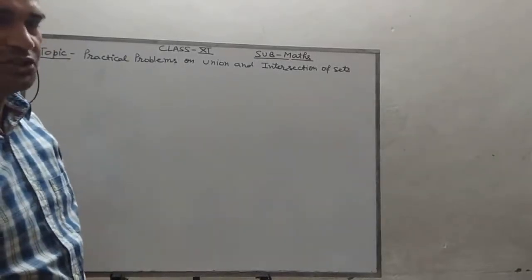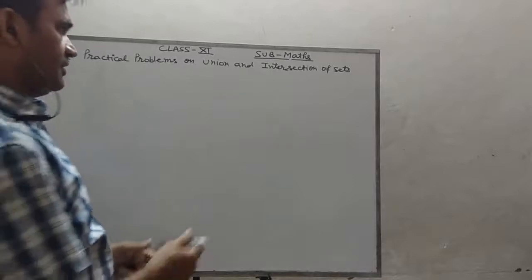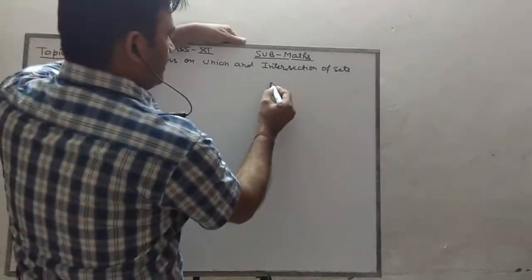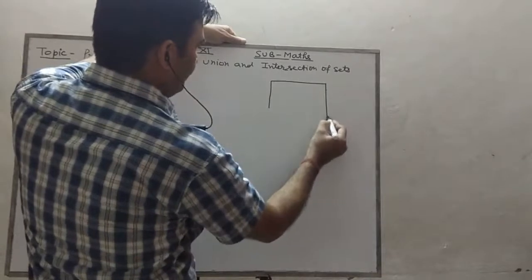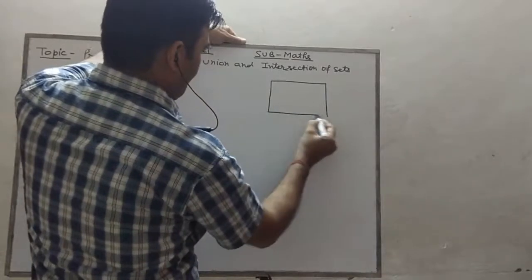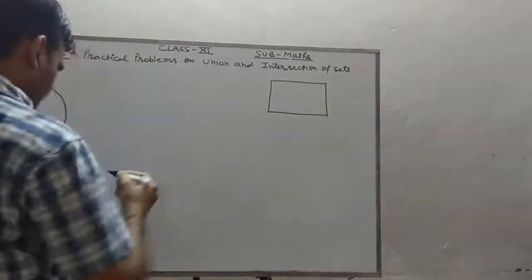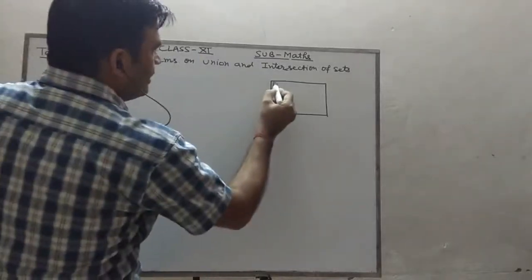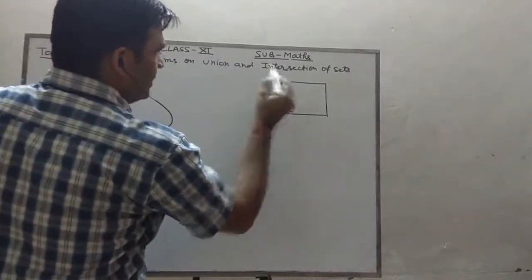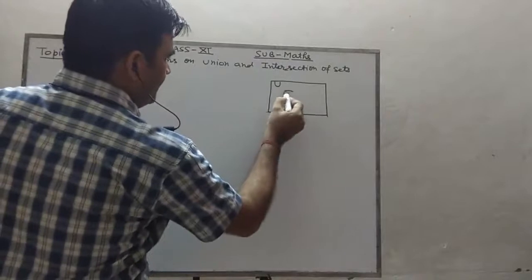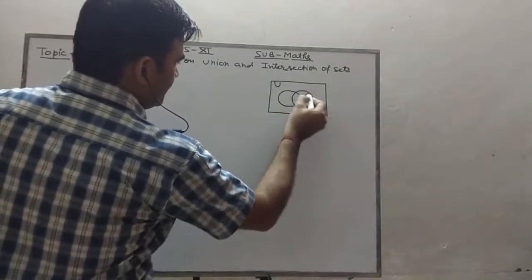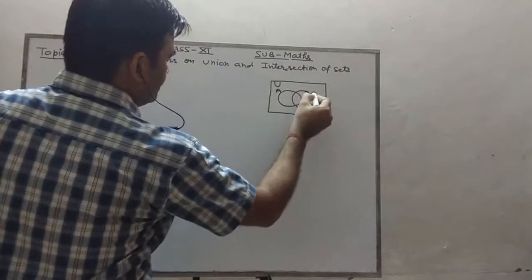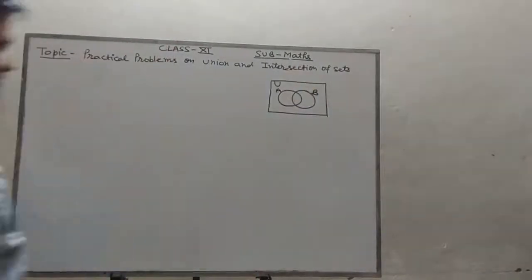And to start this topic, we will start today with the help of a Venn diagram. This rectangle denotes the universal set. It denotes the set A, and this is another set. This is set A. This is set B.